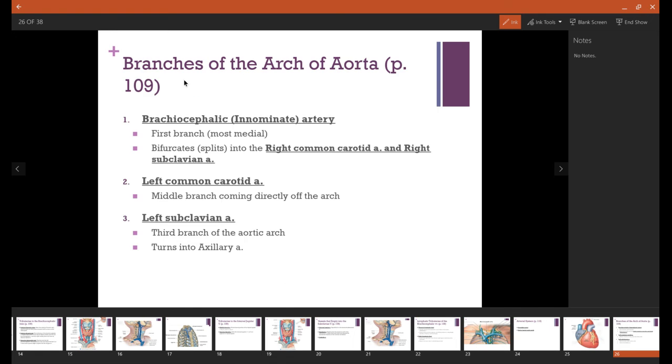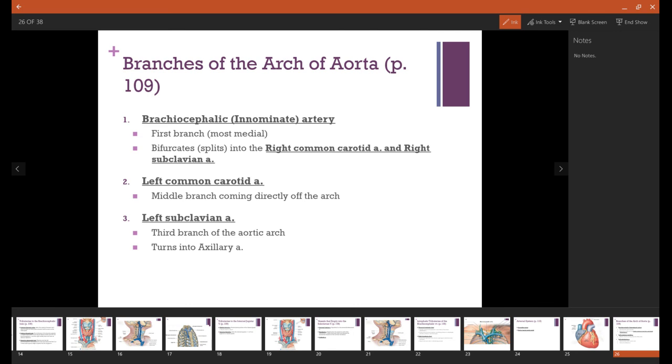Now we also have to do the branches off the arch. The first one's called brachiocephalic artery or brachiocephalic trunk. You'll also see it called the innominate artery. This is the very first branch off the arch. And breaking that word down, brachiocephalic, arm, head, it's going to have two branches. One will go to the arm, one will go to the head. And so the branches of brachiocephalic trunk is the right common carotid artery and the right subclavian artery.